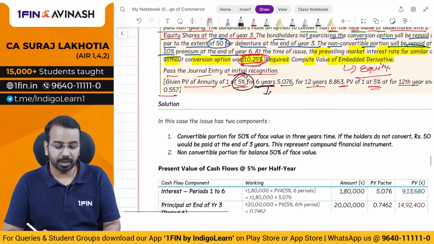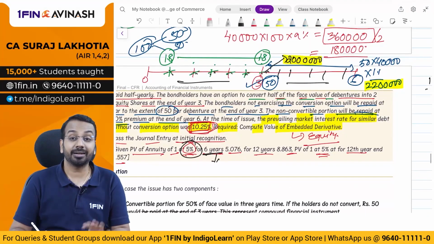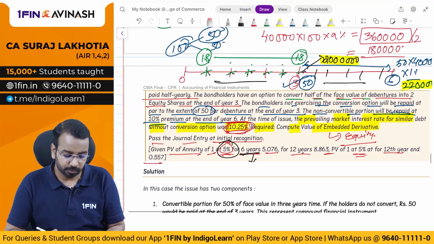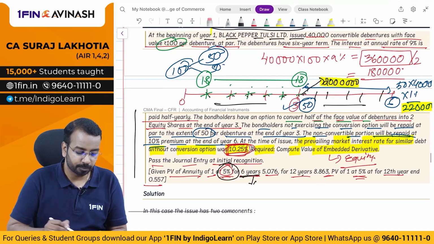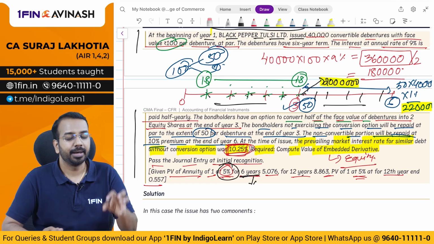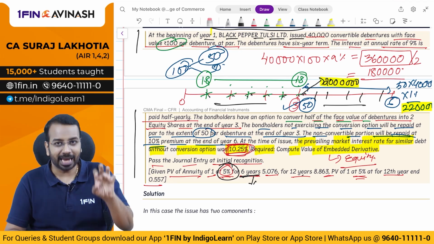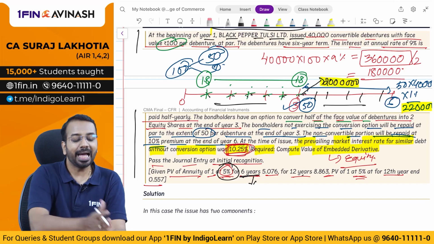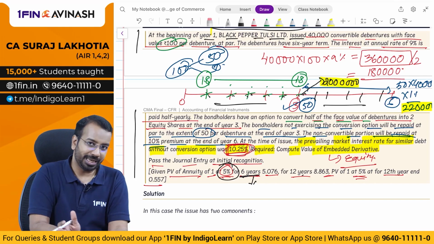Alright. Okay. So what is the discounting factor? 5%. Discounting factor is 5%. Now, how do we solve this? Whenever we have a compound financial instrument, we have to calculate the present value of liability without the conversion option on one side, and the balance amount will be the equity component. That is what we have been doing.